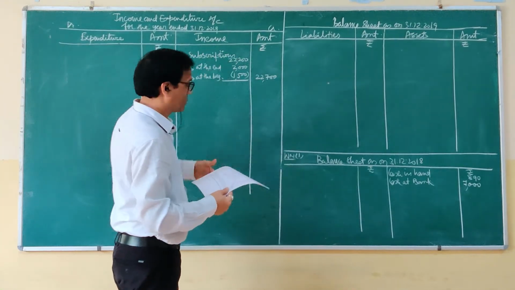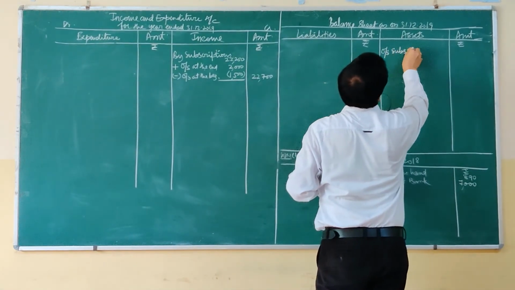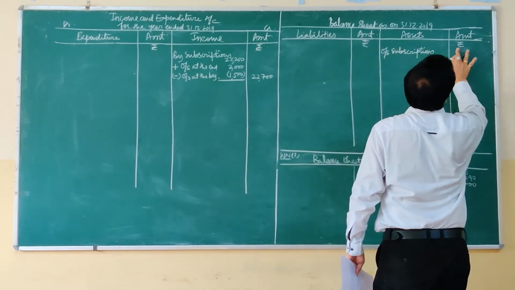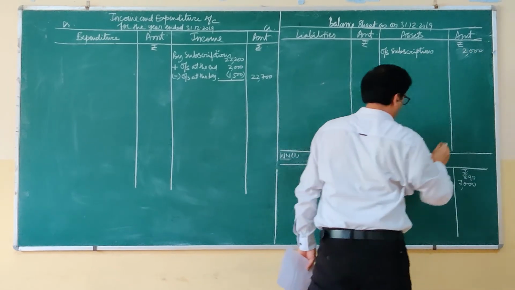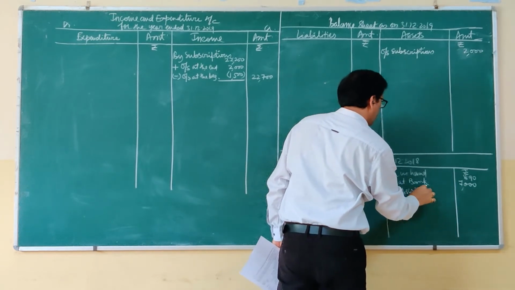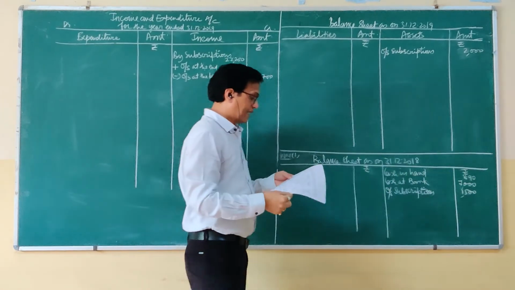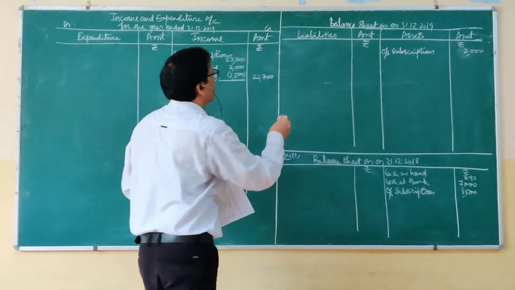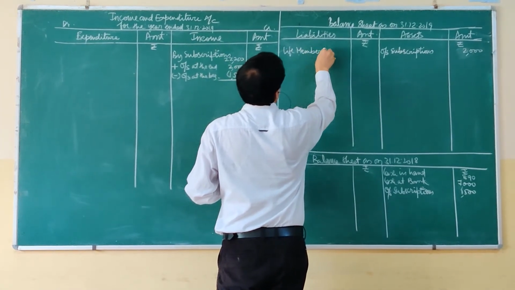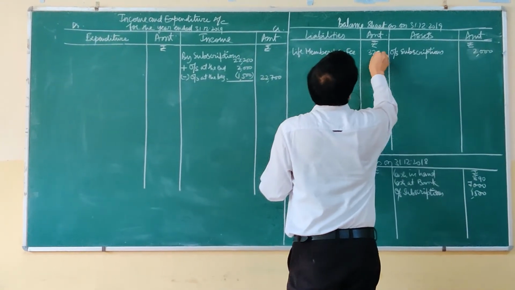Now these two informations we will take. Outstanding subscriptions at the end we take in the current year's balance sheet. Outstanding subscriptions 2,000 in the current year's balance sheet at the end of the year, and of previous year we take in the previous year's balance sheet, 1,500. Next item is life membership fee. So it is our liability, capital receipt. So we take here life membership fee. No adjustment is given for it, and it is 32,200.